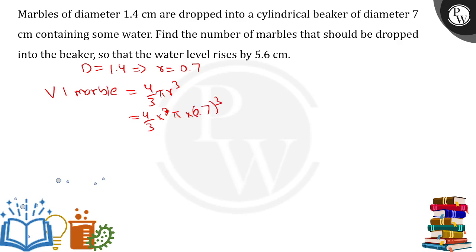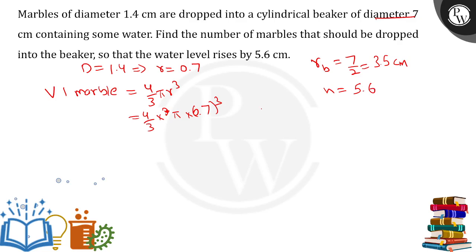Now let's talk about the beaker itself. The beaker diameter is 7. So the radius of the beaker will be 7 by 2, that is 3.5 centimeter. Height is given to us as 5.6, that is the level of rise in the beaker.